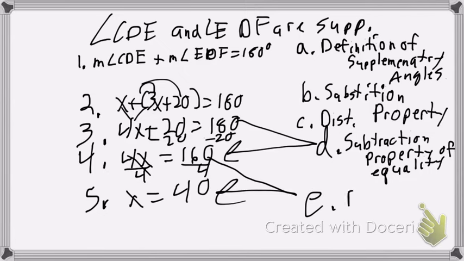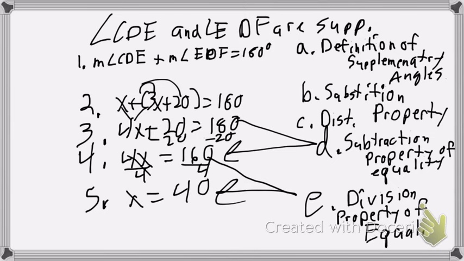And so that would be the division property of equality, or equality, as most people say. So that was number 7. So now we've done 5 and 7.